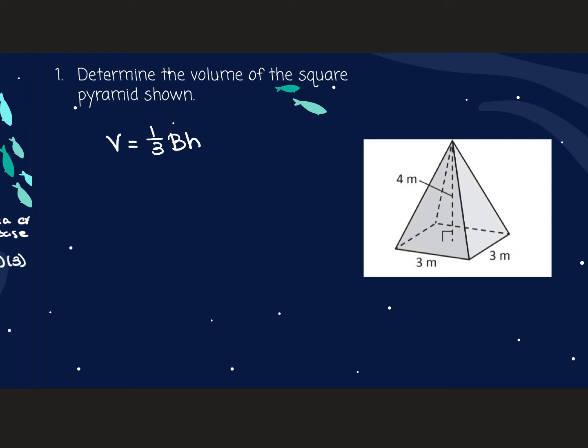We can see that the area of our base is going to be 9, because we have 3 times 3. Remember, the area of a square is length times width. And we have our height of 4. So we have 9 times 4, which is 36, and 1/3 of 36 is 12. So the volume of our pyramid is 12 meters cubed. I almost said squared.